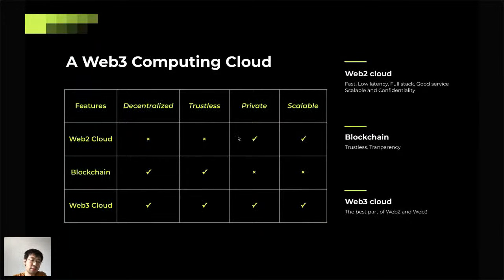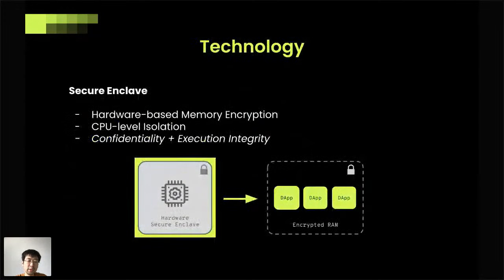So this is a comparison between the Web3 cloud and the Web2 cloud. I think the most significant difference is that the Web3 cloud, because of its blockchain nature, is decentralized and trustless. But compared with other blockchains, you can enjoy privacy and the scalability of computing power in our cloud. The secret to this advantage is that all the workers in our network are based on some special hardware called the secure enclave.